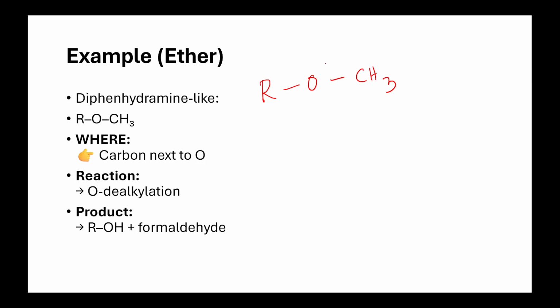What happens here is this carbon is the alpha carbon next to a heteroatom. What would happen is this would split. It would form R-OH and formaldehyde, since it is an oxidation reaction that would occur.